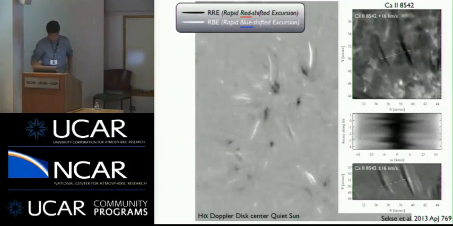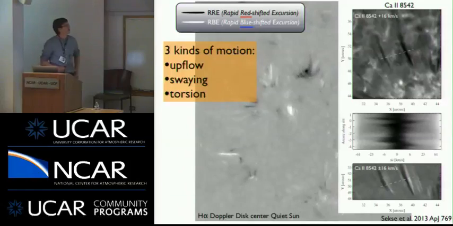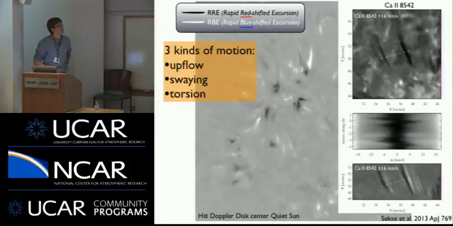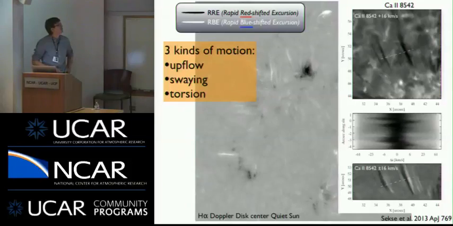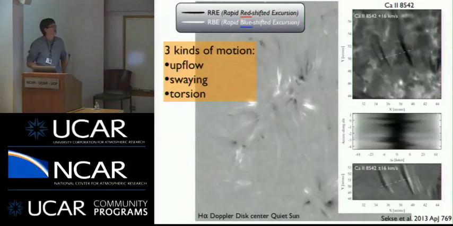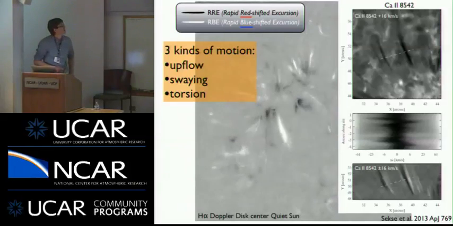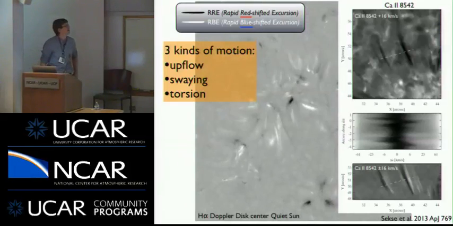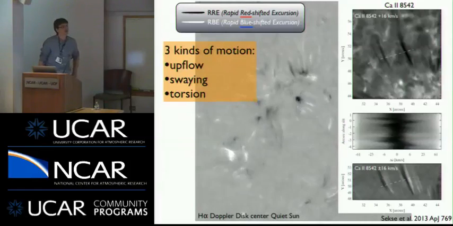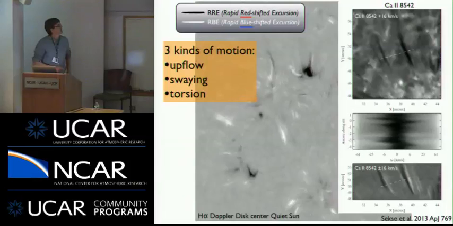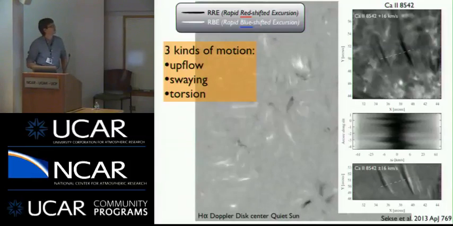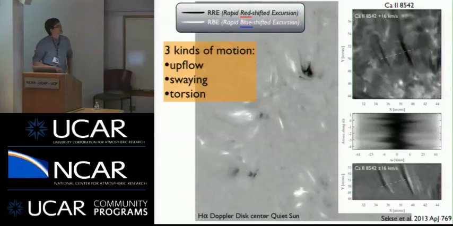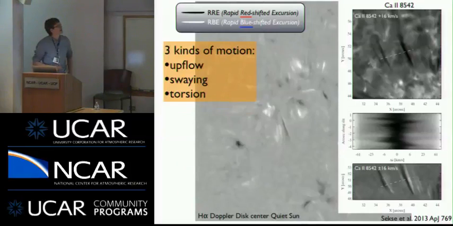And it's also shown, we interpret this as an effect of three kinds of motion that are important for the dynamics of spicules. So we see upflows, and we see a swaying motion, which is very clear when we observe spicules towards the limb. And we also see the effect of torsion or rotation. And this is also shown in the figures here.